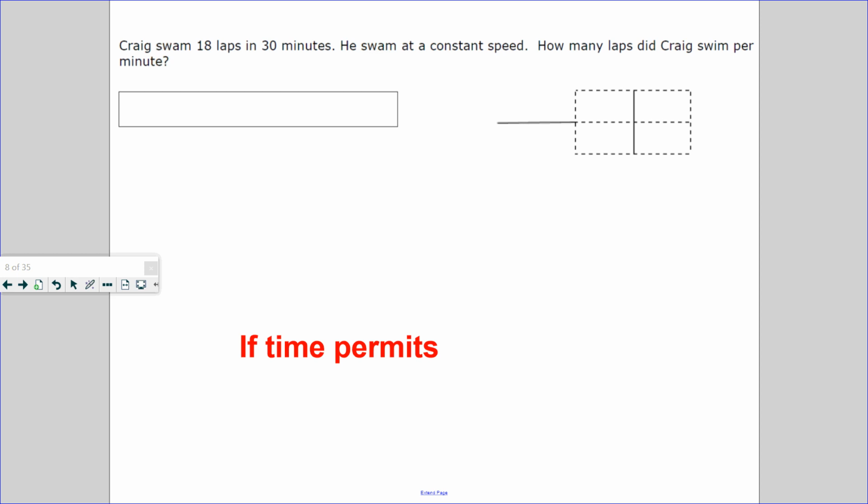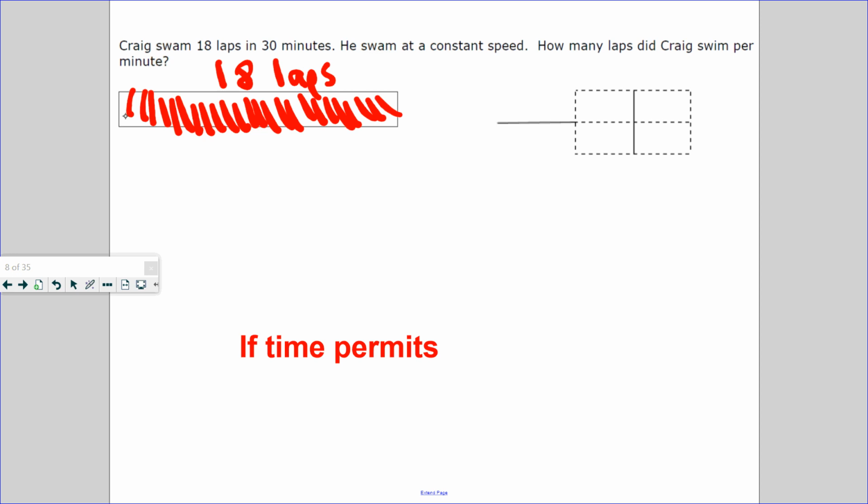And our last one, Craig swam 18 laps in 30 minutes. He swam at a constant speed, the same amount in each lap. How many laps did he swim per minute, for every minute, for 1 minute? So I would have to cut this up into 30 sections. Imagine I did. This section is called the 1 minute. So I need to do 18 laps divided by 30 minutes.